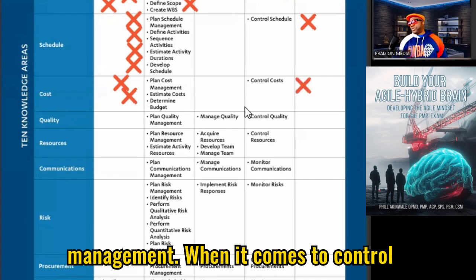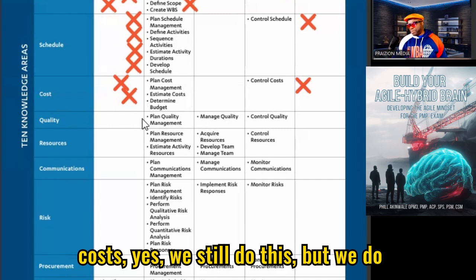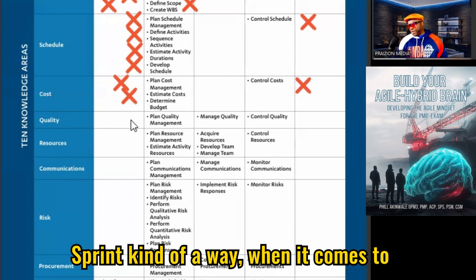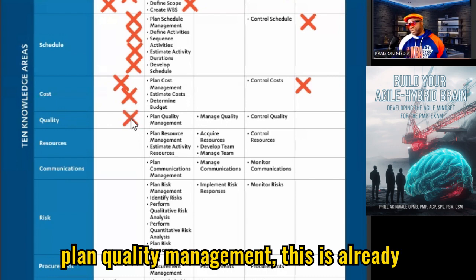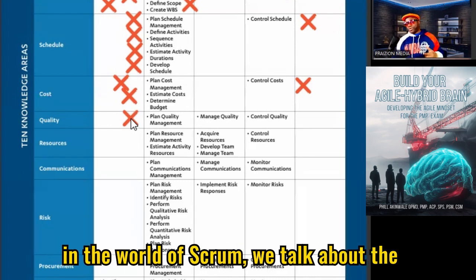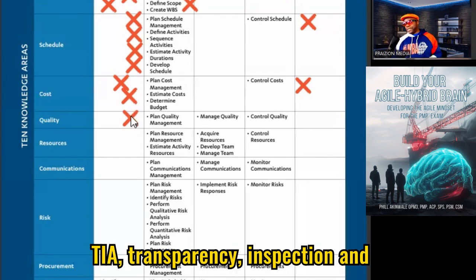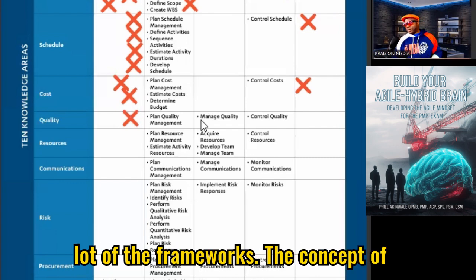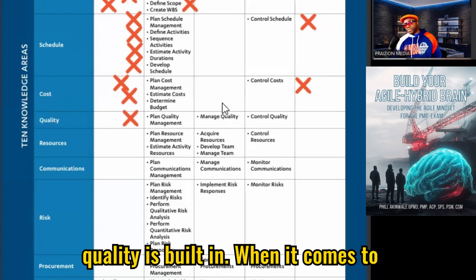When it comes to control costs, yes, we still do this, but we do it on a scaled down, just-in-time, in the sprint kind of a way. When it comes to plan quality management, this is already implicit in the world of Scrum. In the world of Scrum, we talk about the TIA, transparency, inspection, and adaptation. So it's already built into a lot of the frameworks. The concept of quality is built in.